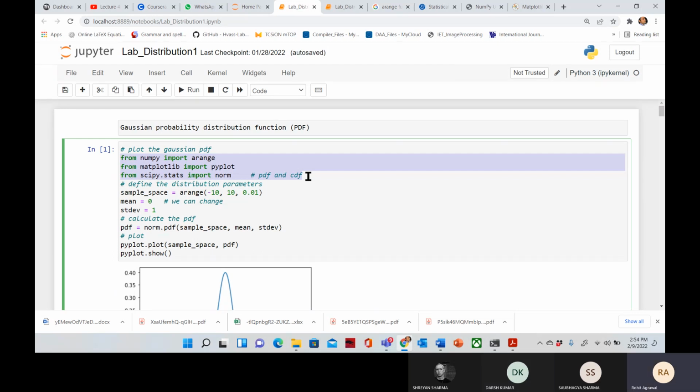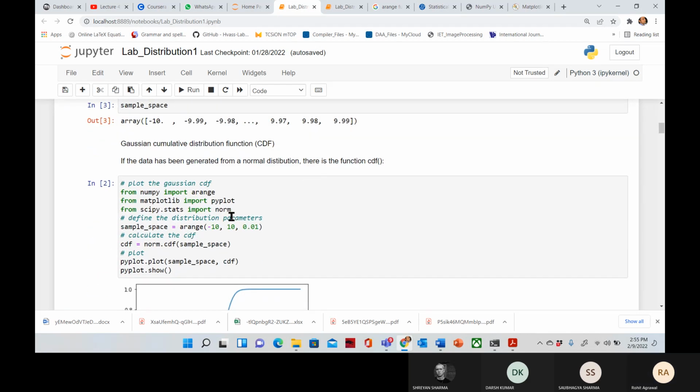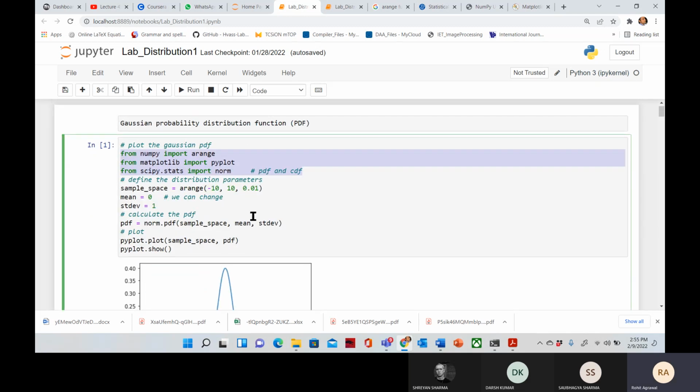NumPy is for data, meaning creating n-dimensional arrays. Matplotlib is for plotting purposes. SciPy is for scientific computation. From scipy.stats, we have statistical computation, just like the Gaussian probability distribution. Next, I will show you another thing. Okay. So these three libraries are clear.